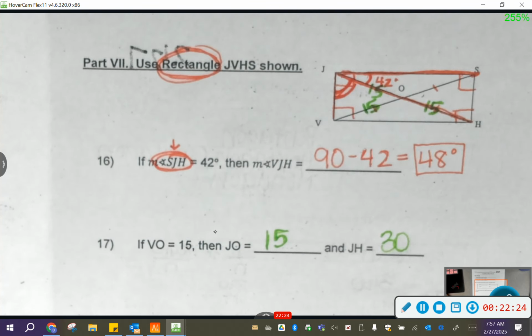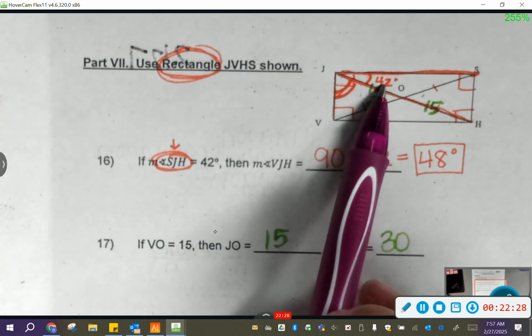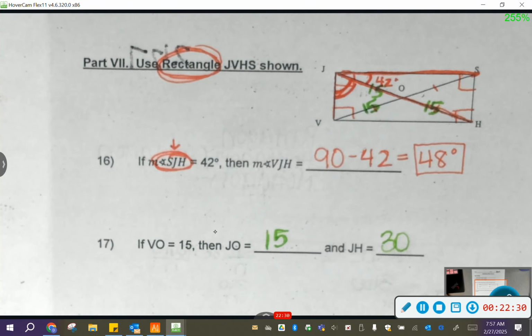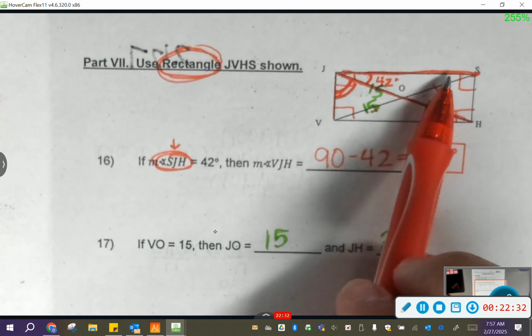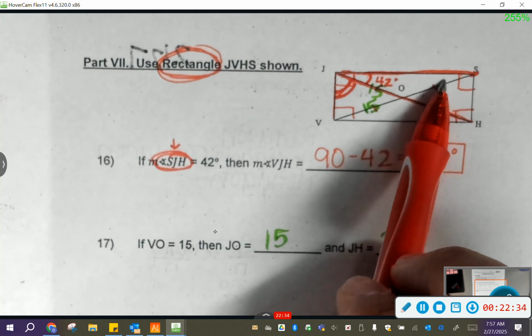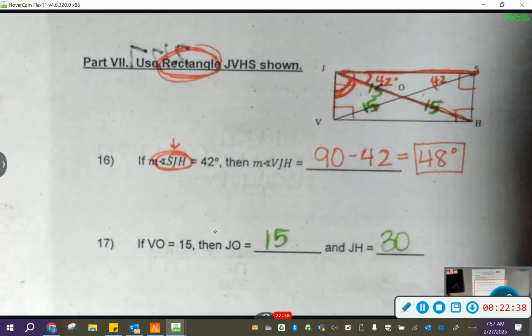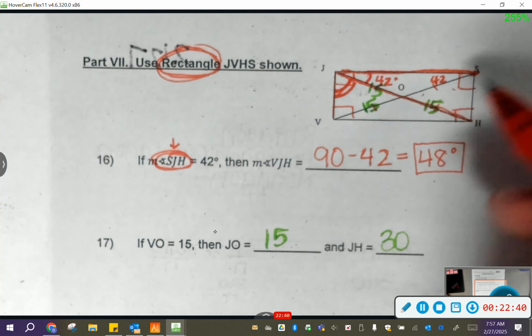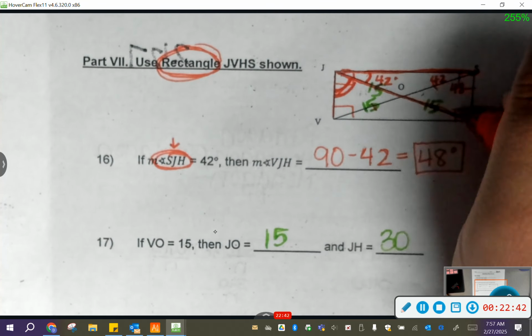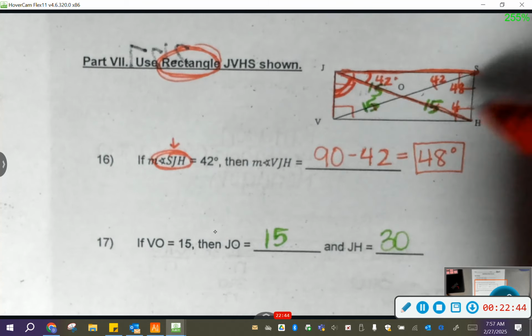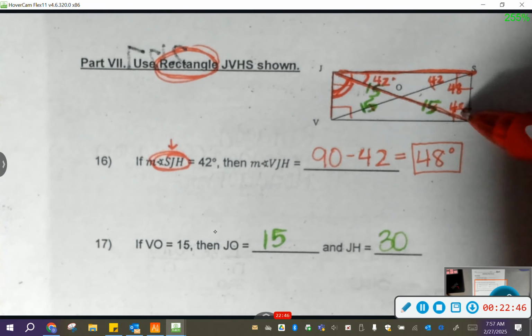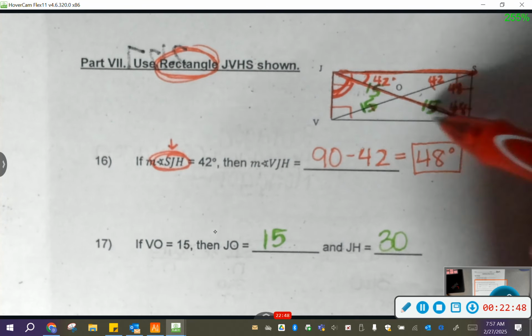Also, real quick, I just want to remind you, if you know this is 42 on a rectangle, look up, please. What's this right here? 42 as well. And right here? 48. And right here? 42. Oh, this one is 48. Because remember, it makes isosceles triangles.